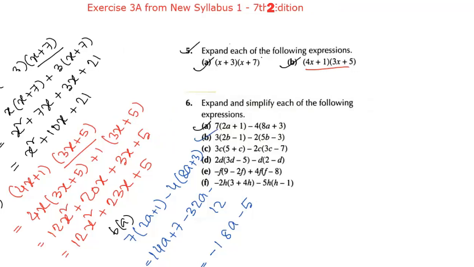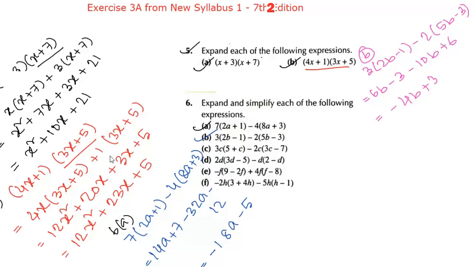Now question number B says, 3 into 2B minus 1 minus 2 into 5B minus 3. So multiply 3 by 2B at first. 3 2s are 6B minus 3 1s are 3 minus 2 5s are 10B, minus into minus plus 2 3s are 6. So 6B minus 10B will be minus 4B, minus 3 plus 6. So minus 4B plus 3 will be the answer of this question.